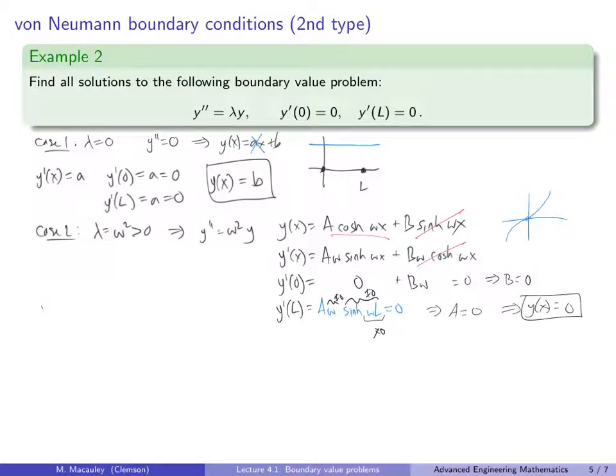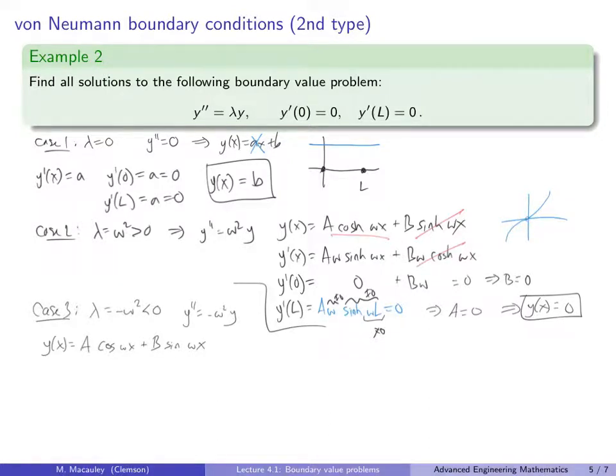Okay, case 3. This is the interesting one. This is when lambda is negative. Oops, let me write that as negative omega squared. And again, we write that because now our ODE is y double prime equals negative omega squared y. And we know that our general solution, y of x, equals a cosine of omega x plus b sine of omega x.